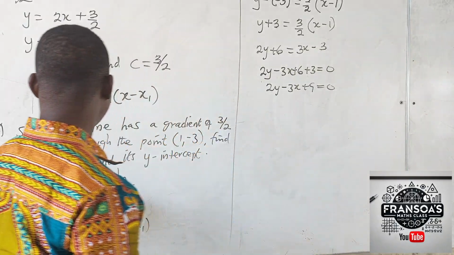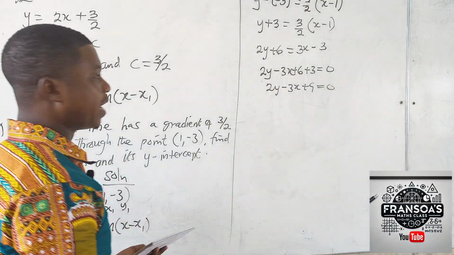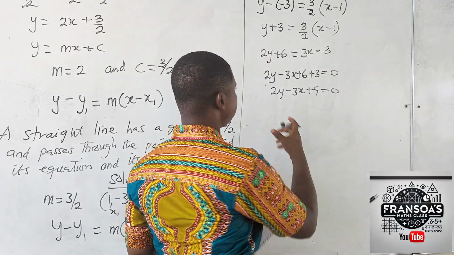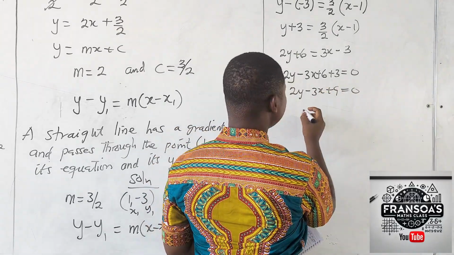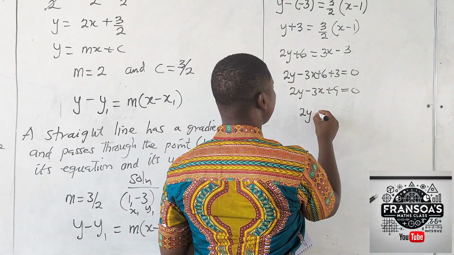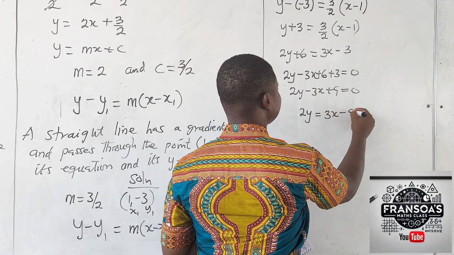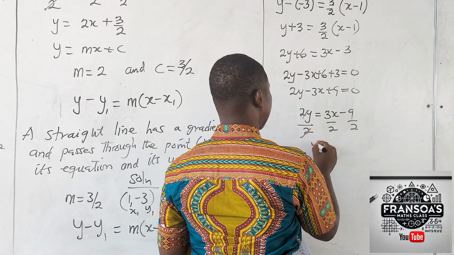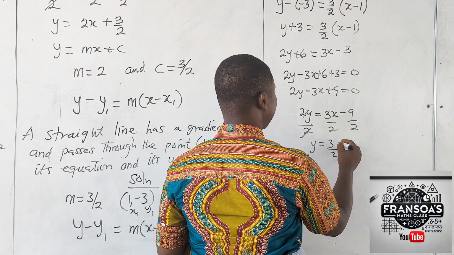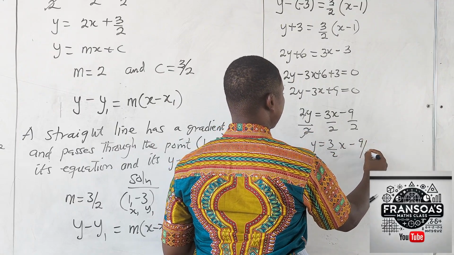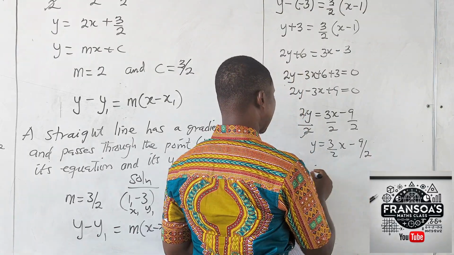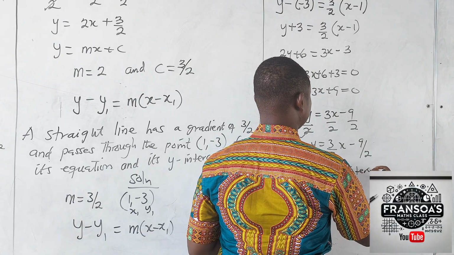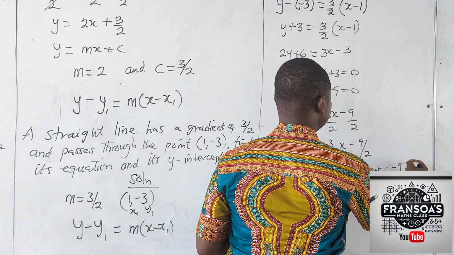But from the question, we are also asked to find the y-intercept. And to find the y-intercept, it means that we have to make y the subject from this. So we have to send these ones here. We have 2y equal to 3x minus 9. We divide here by 2, here by 2, here by 2. So our y equals 3 on 2 x minus 9 on 2. So therefore, our y-intercept is equal to -9 on 2.